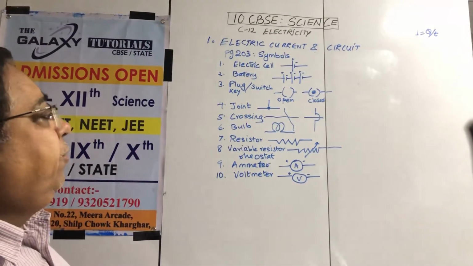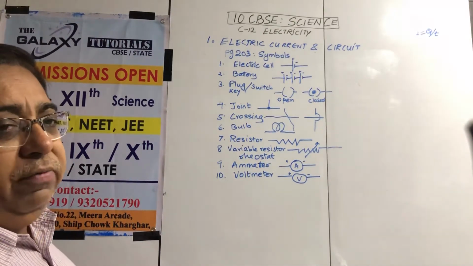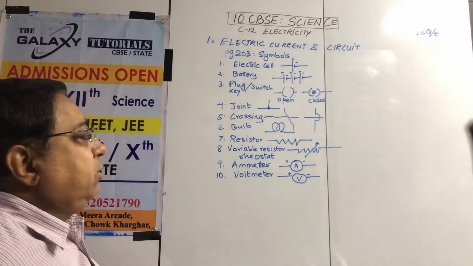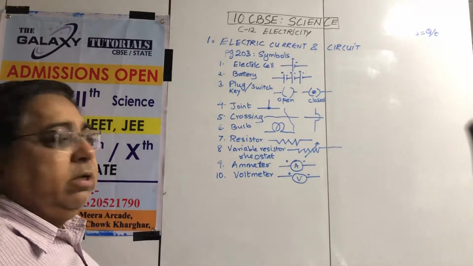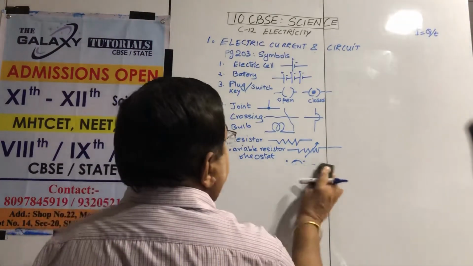Bulb, resistor, wavy line, variable resistor with an arrow on the wave so that we know it can move in front or back. Ammeter, circle with an A, voltmeter, circle with a V. Okay, so we'll go forwards.